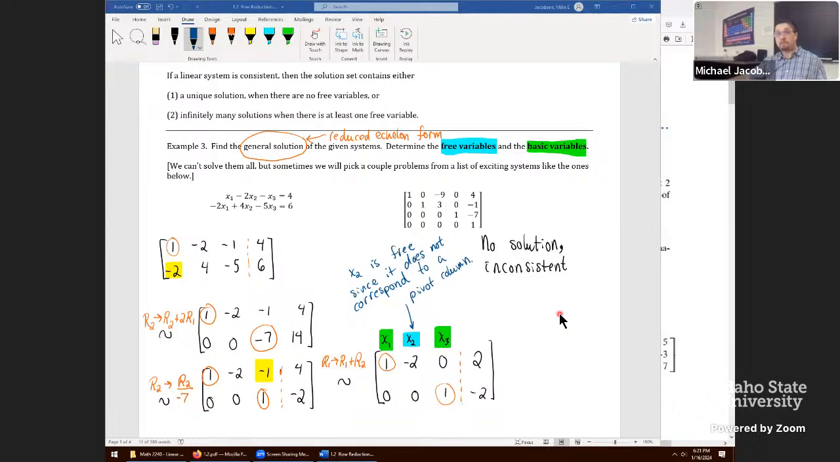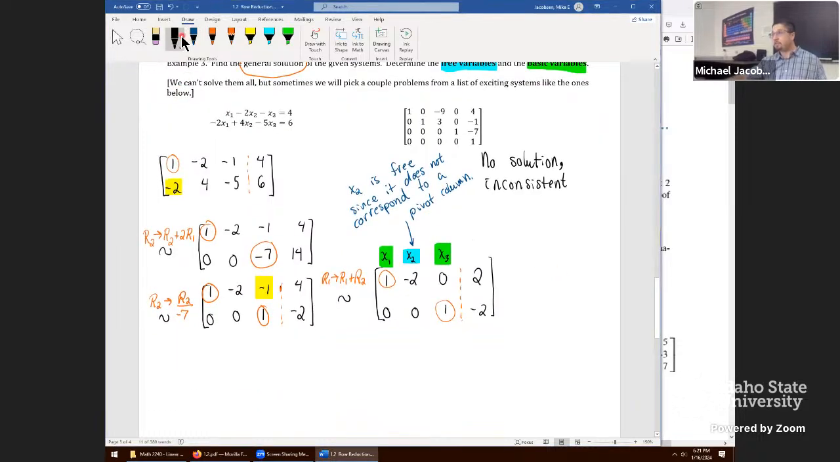So we haven't gotten to this kind of process just yet. But really all you're going to do is follow your nose. Write out what row 1 is saying. Row 1 says x1 minus 2x2 plus 0x3 equals 2.